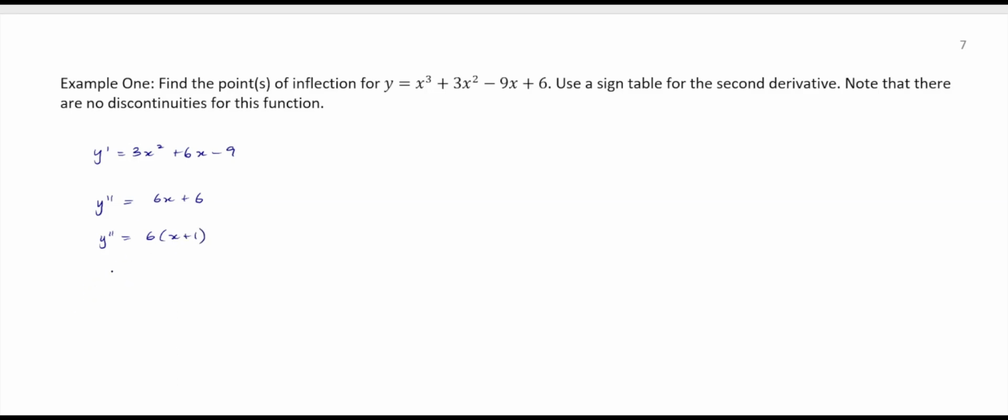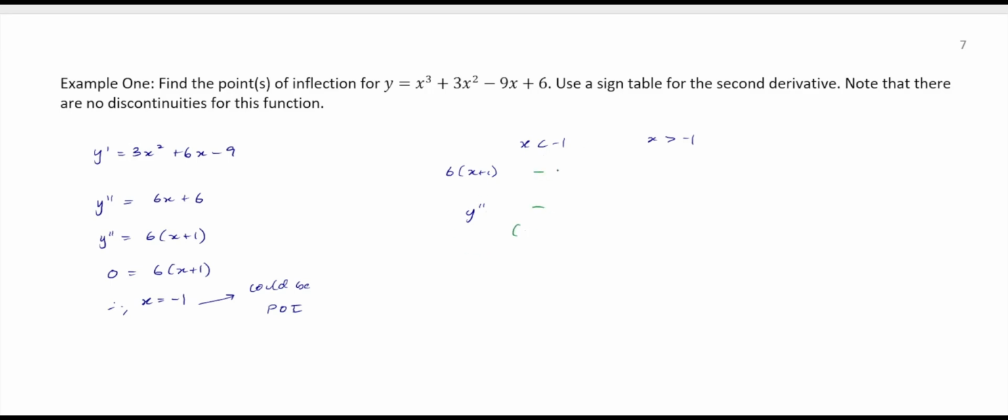Okay, so we're going to set this equal to 0, and so therefore x is equal to -1. So this one right here could be a POI. We're going to do a sign table to see if it switches from concave up to concave down or vice versa. So let's do a sign table. x is less than -1, x is greater than -1, and then we have the second derivative, 6(x plus 1), right here. And we see that for values of x less than -1, the second derivative is negative, so overall we have a negative value.